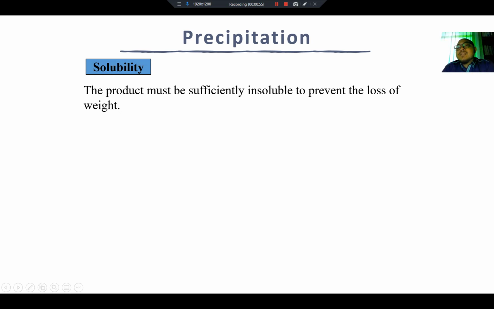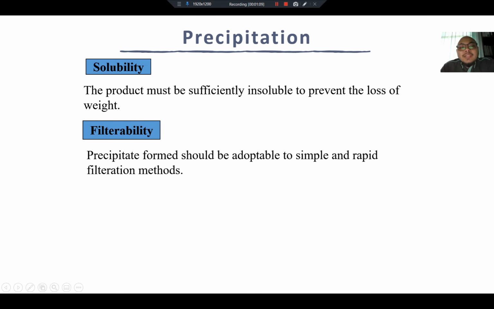Okay, ini dia punya syaratnya, what we call as the syarat, the rule or regulation, not the rule. So, apa kita panggil? The right term, syarat. Okay, right. So filterability, precipitate form should be adaptable to simple and rapid filtration method. Kalau kata gravimetric, it should be adaptable to simple and rapid filtration method. Okay, so dia mestilah insoluble dan kita boleh filter dia.